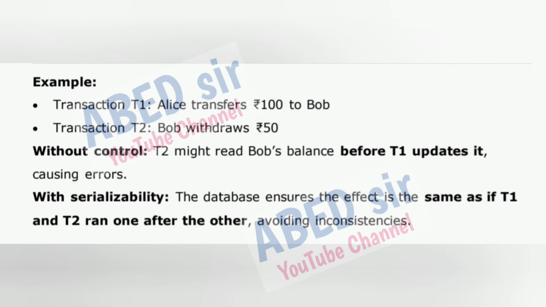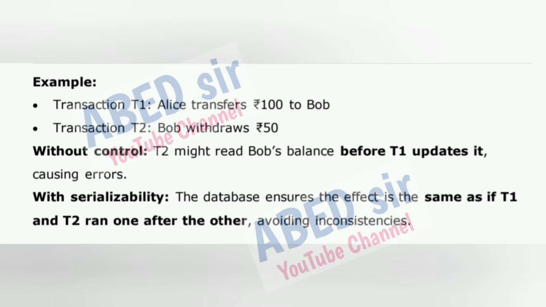Example. Transaction T1, Elise transfers 100 rupees to Bob. Transaction T2, Bob withdraws 50 rupees. Without control, T2 might read Bob's balance before T1 updates it, causing errors. With serializability, the database ensures the effect is the same as if T1 and T2 ran one after the other, avoiding inconsistencies.